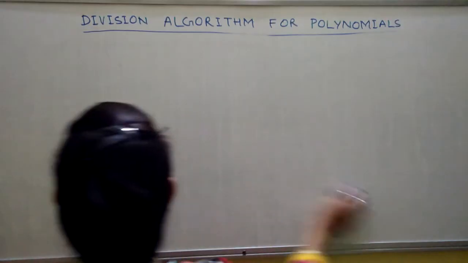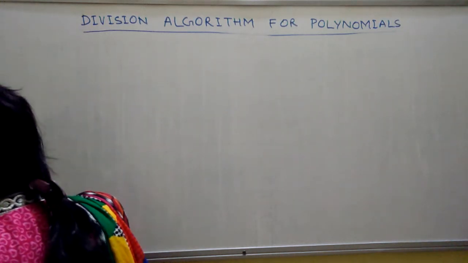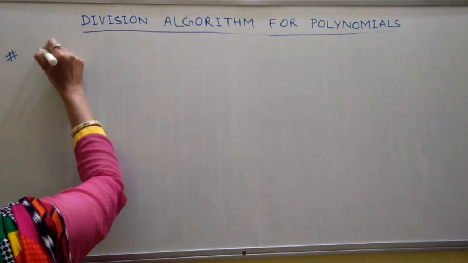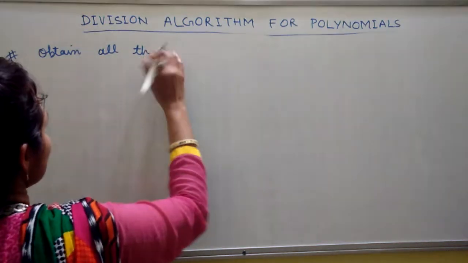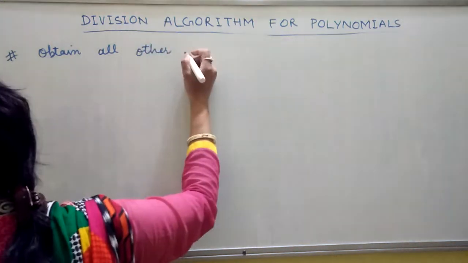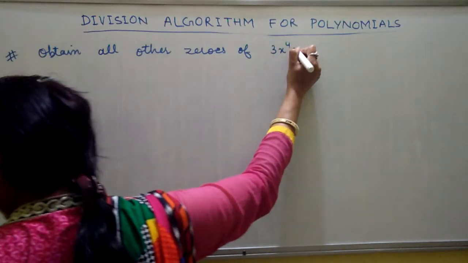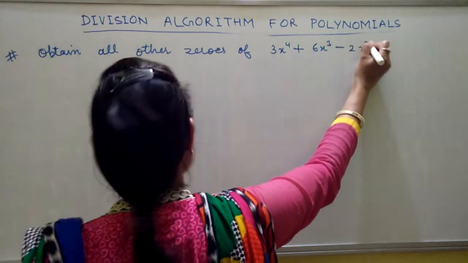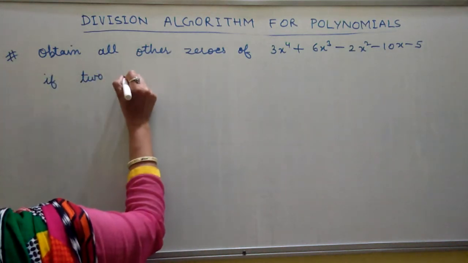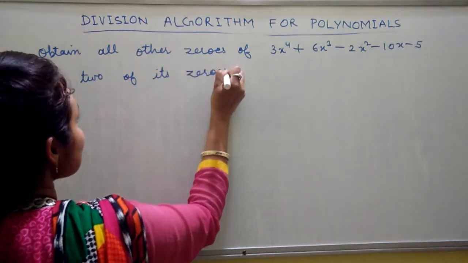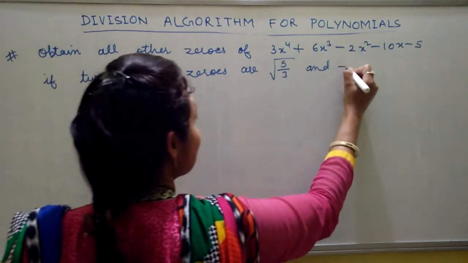This is a question that comes several times in board exams. Find all the other zeros of 3x raised to power 4 plus 6x cube minus 2x square minus 10x minus 5, if two of its zeros are root 5 upon root 3 and negative root 5 upon root 3.